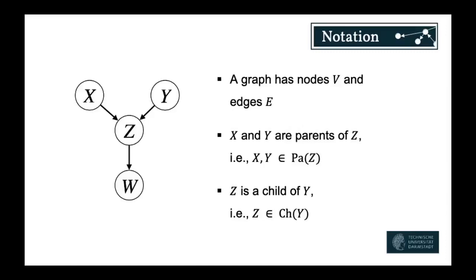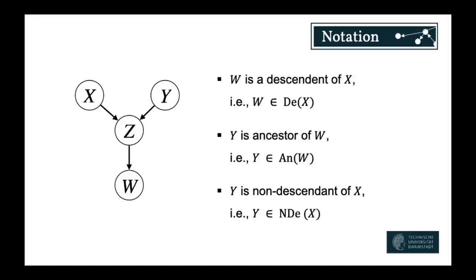For example, naturally, we would say something like Z is also a child of Y if we look from the perspective of the parent, essentially. There are other interesting sets, for example, a descendant. So for example, W is a descendant of X.